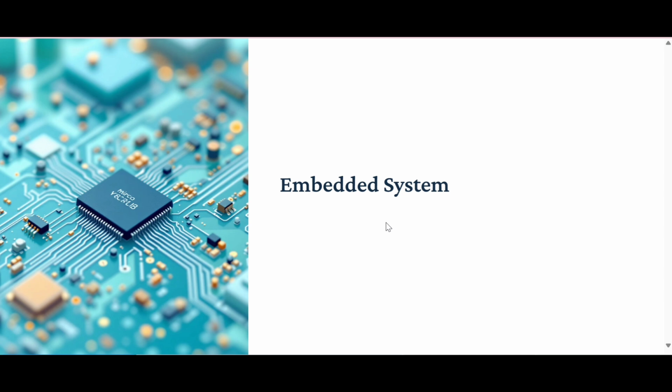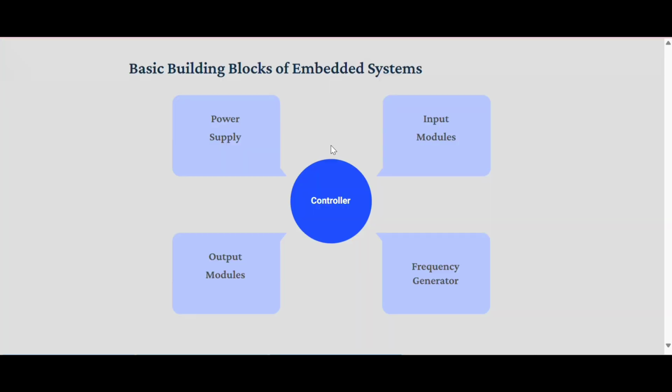Think about a washing machine or automatic water pump. Inside that system, there is a small controller that takes input, processes it, and gives output. That full setup is an embedded system. Now let's understand this block diagram using real life examples, so it becomes very easy. Every embedded system works like a living person.